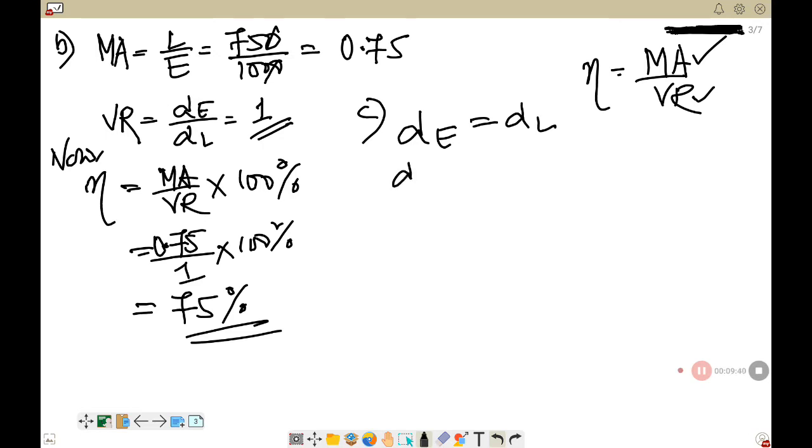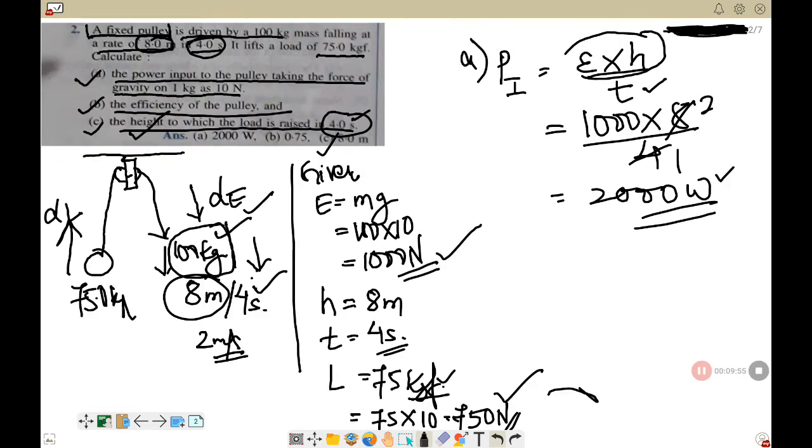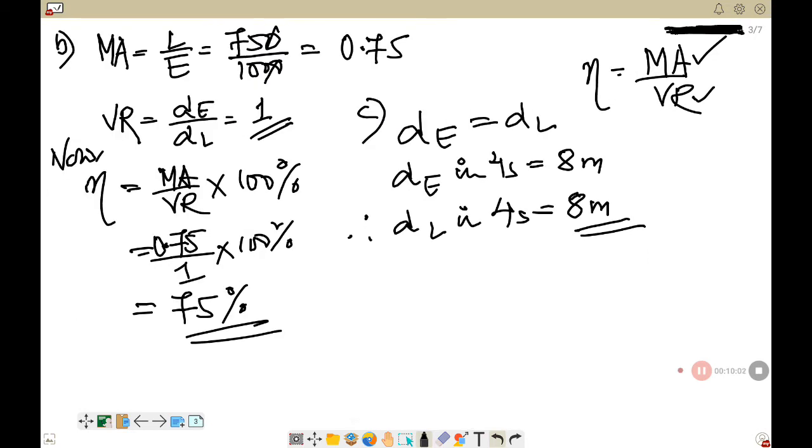Yes, so distance moved by effort in 4 seconds equals 8 meter. Therefore, distance moved by load in the same time, 4 seconds, that is what the question is telling you, isn't it? It will also be 8 meter. Since if you see the question, it says the height to which the load is raised in 4 seconds. So, the height to which the load is moved upward in 4 seconds is also 8 meter. So, this is the solution for question number 2.